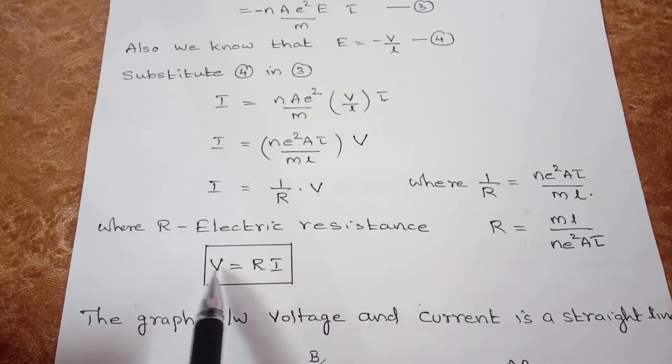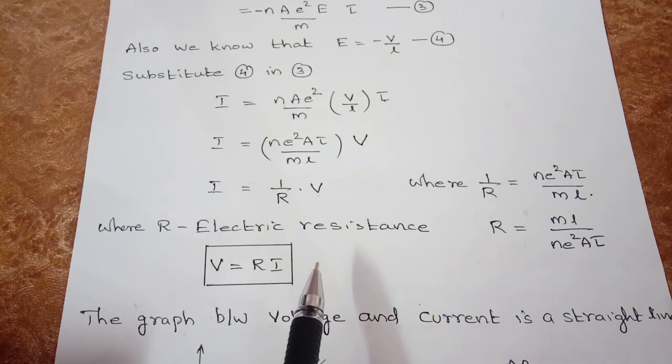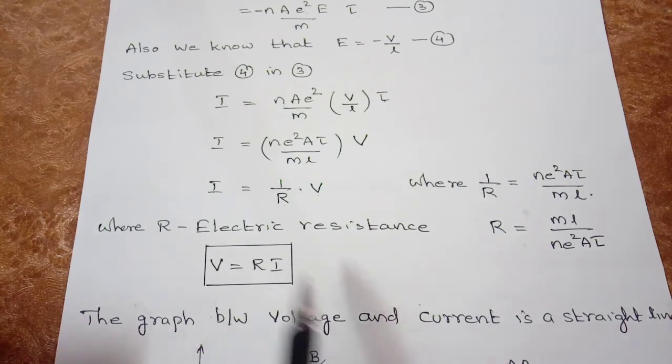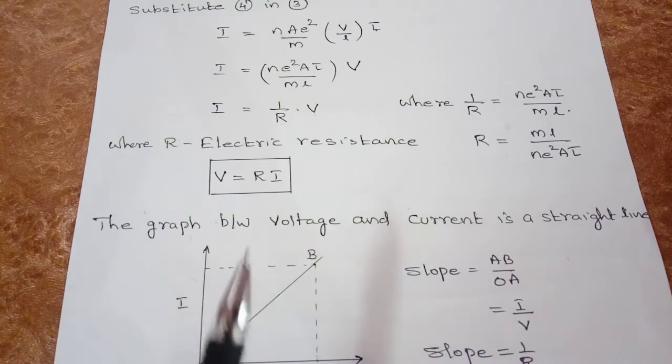When resistance increases, this linear proportionality is no longer there. That is why we put a clause along with the Ohm's law definition: at constant temperature, because R remains constant only if temperature remains constant. Now, the graph between voltage and current is a straight line.